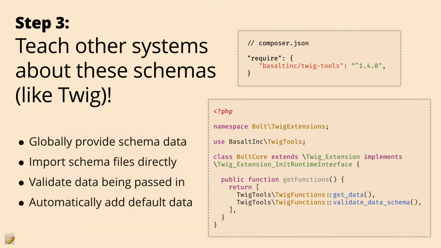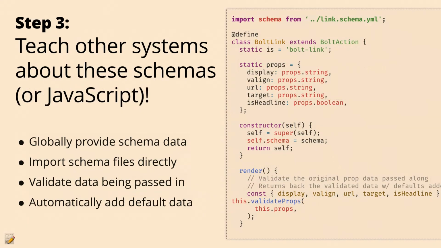This should seem familiar because it's also very similar to what we talked about in the last section with the API-driven documentation. We want to make sure that we're teaching all of the systems in the design system, things like our JavaScript, our Twig templates, how to use the schema data to provide value to developers, designers, and content authors. So globally, make sure that data is available, make sure that we can validate the data that's getting passed along, and automatically setting defaults.